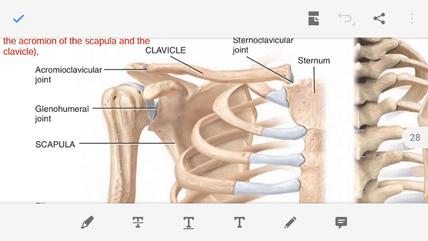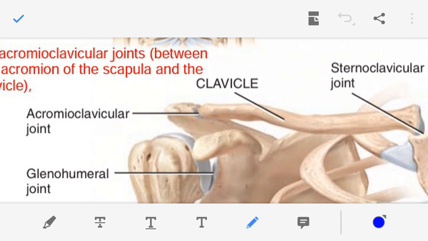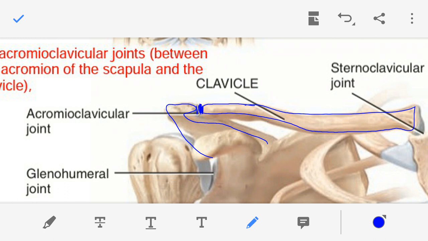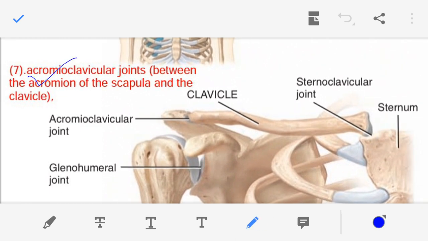Now this is the scapula. This is the acromion process of the scapula. This one is the clavicle, and as you can see, the joint between the acromion and the clavicle is known as the acromioclavicular joint, and the acromioclavicular joint is also an example of a plane joint.